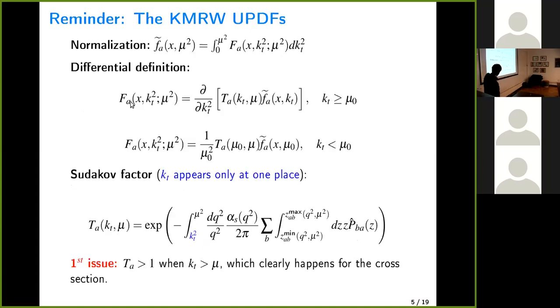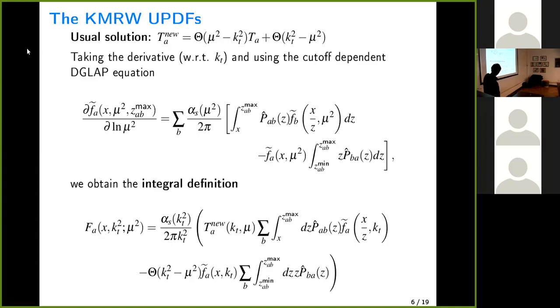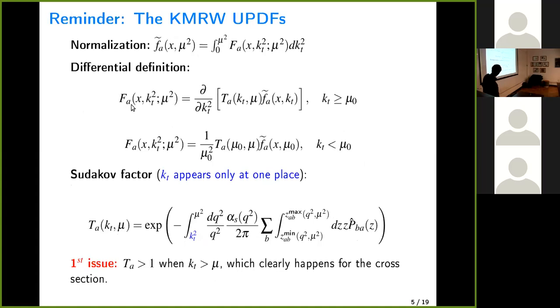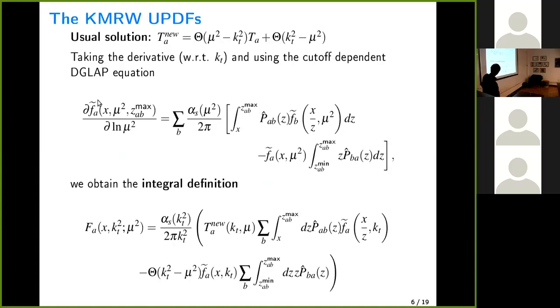Then you can take the derivative here. When you take the derivative with respect to the PDF, you need to use the DGLAP equation. And in fact, you use the cutoff dependent DGLAP equation, which is written here. So this is my notation, but it is to say that here you use some cutoffs in order to avoid divergences, right, due to the splitting functions. So we can take the derivative here. You use the cutoff dependent DGLAP equation, and so you will obtain the integral definition. The steps of the calculation are not really important, but the expression is like that.